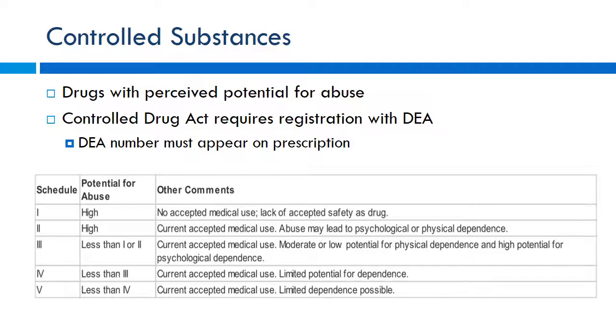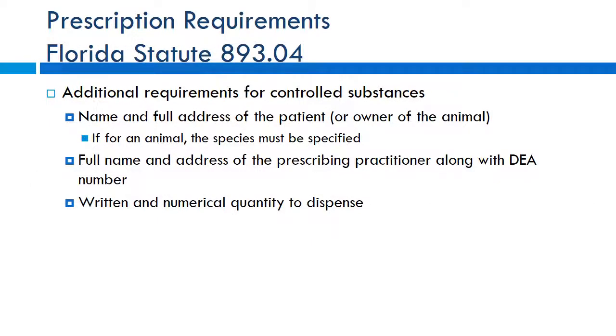And then as you go through 3, 4, and 5, you find lessening abuse potential. Basically, it does not make you as high, and it does not have as much risk for addiction associated with it. You'll honestly find that some of these are kind of arbitrary, and they can change over time. We'll look at some examples of that in just a minute. So again, some additional requirements for prescriptions for controlled substances. You need to have the name and the full address of the patient. We really need to know who this is prescribed for, so that we can track things.